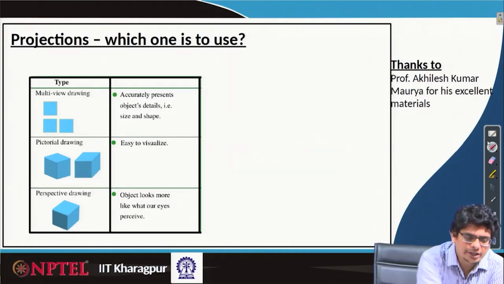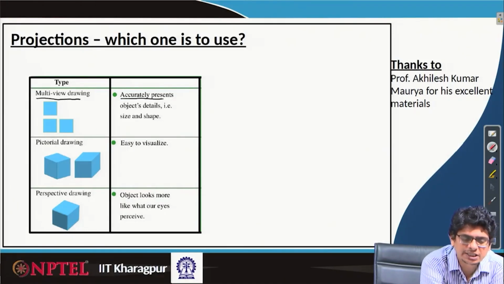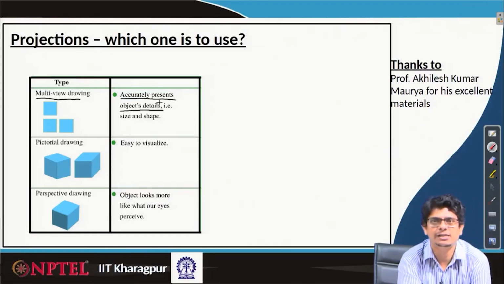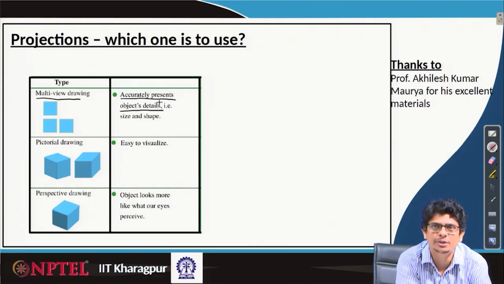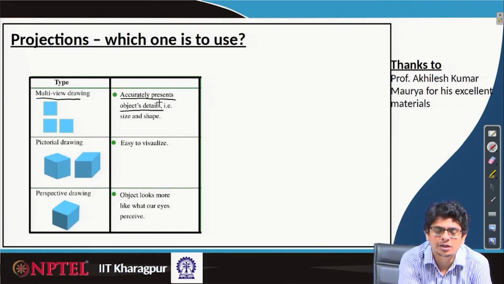A multi-view drawing, having different views, accurately presents the object's complete details. We are not going to lose any information or create any aberrations while looking at it. For example, the monitor in front of you, if we are looking normal to that plane, may look like a rectangle, but if we are looking from sideways, the projection might look like a parallelogram.